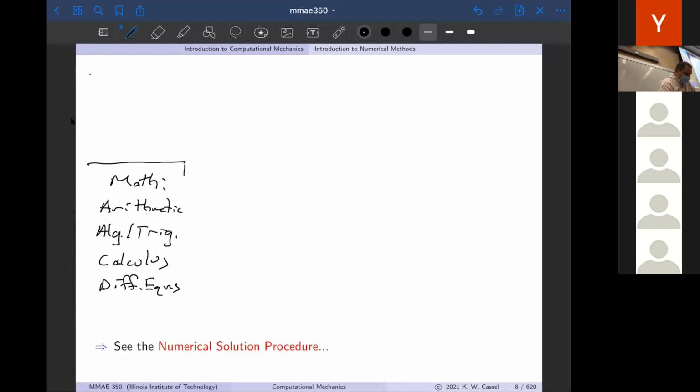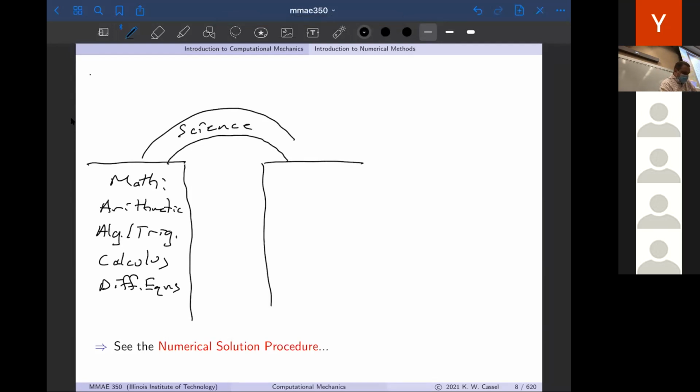Okay, so we've learned a lot of math. And then as engineers, of course, we want to solve real problems. So the bridge from the math to solving real problems is science. So that's why we learn science. So the science gives us the governing equations.